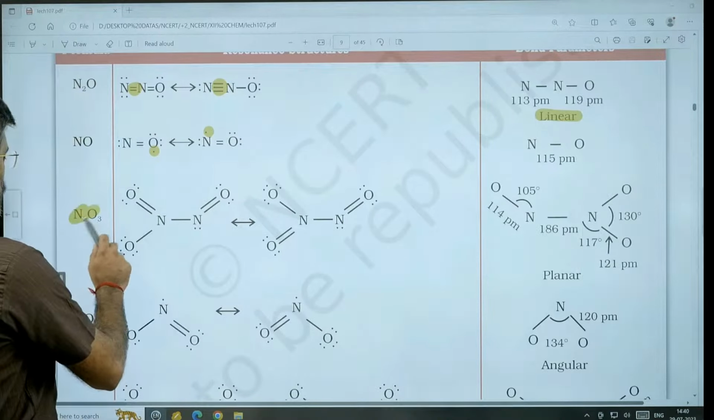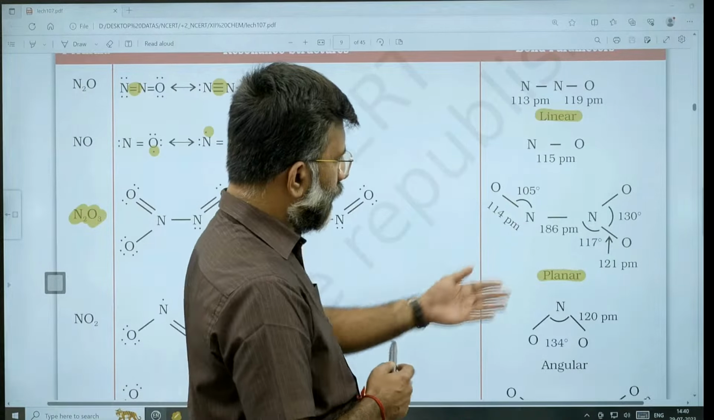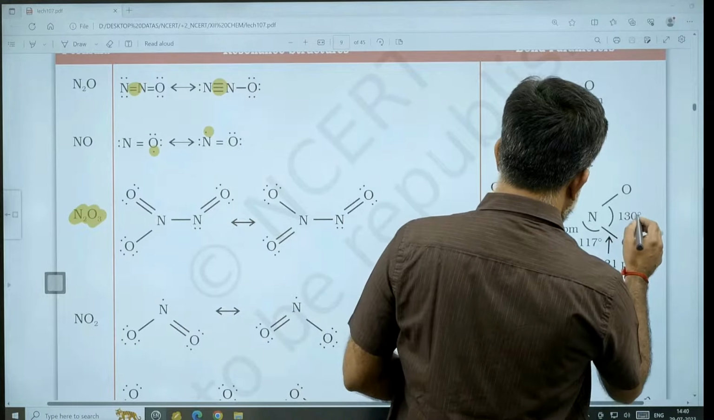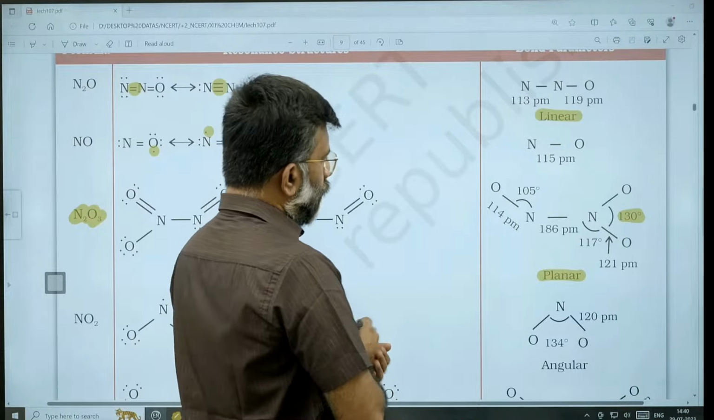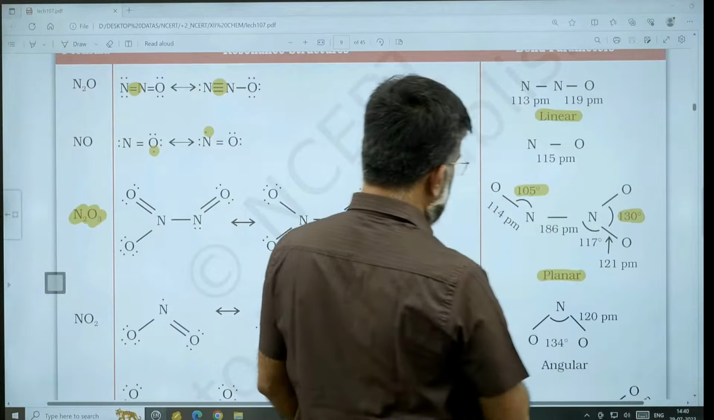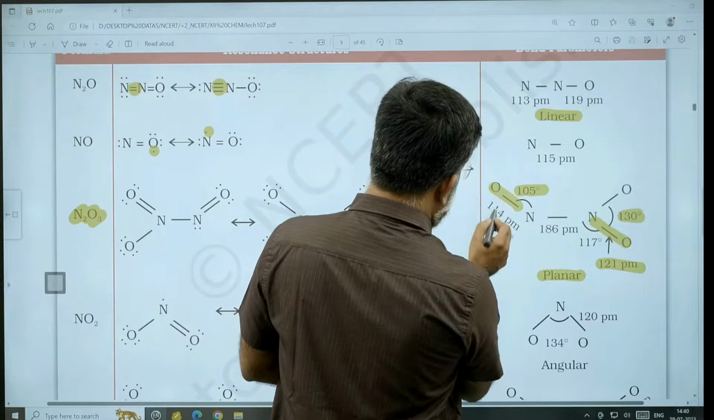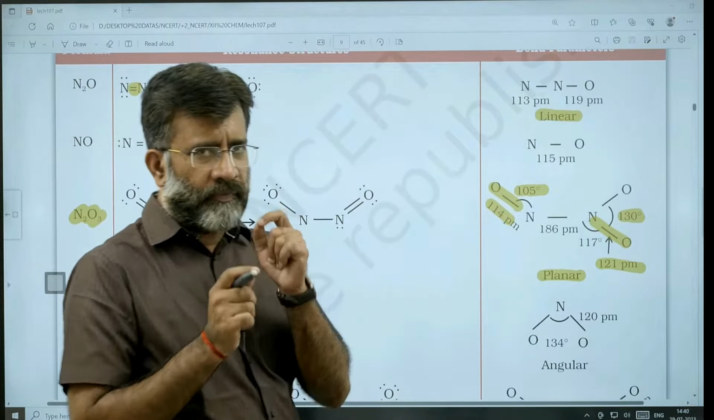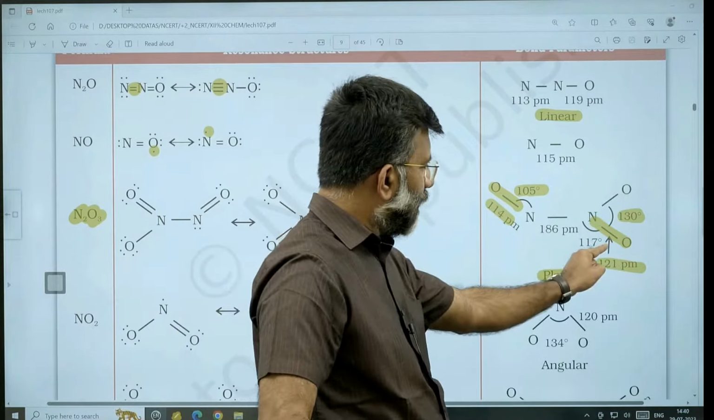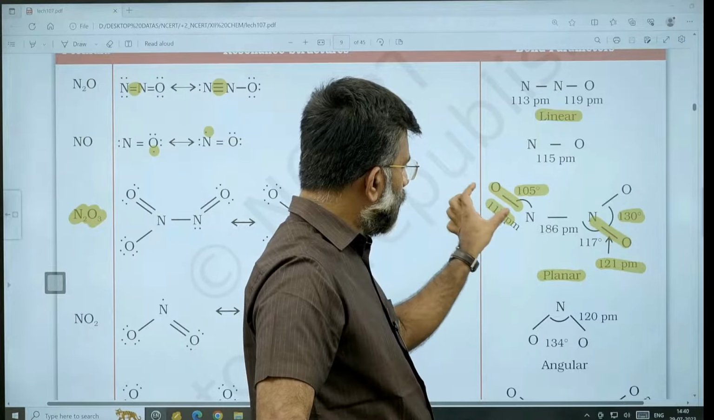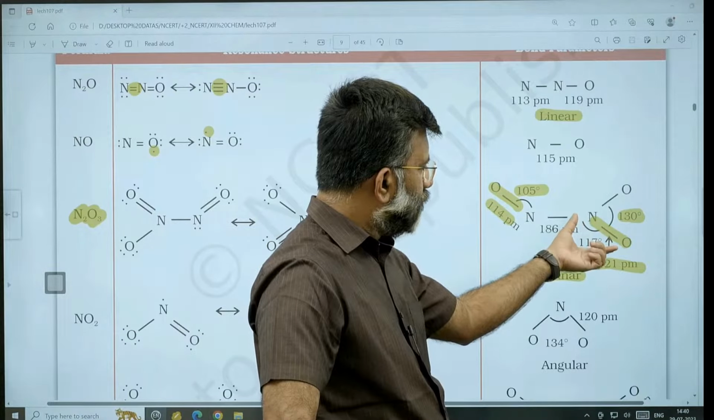Next is N2O3. N2O3 is planar in shape, and that is the characteristic shape, maintaining an NO bond angle of 130 degree, while the ON bond angle is 105 degree. See, this bond length is 121, while this bond length is 114. So there are two different kinds of NO bond present. One NO bond is slightly larger in size than the other. This NO bond is shorter, while this NO bond is a bit larger.